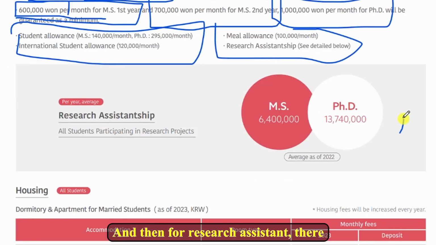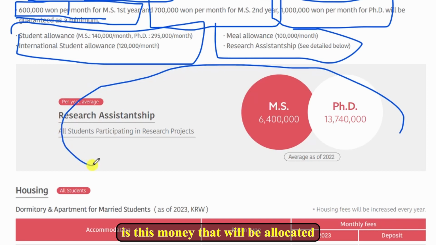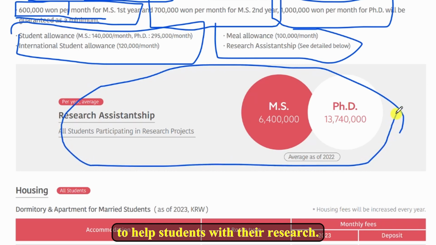And then for research assistant, there is this money that will be allocated to help students with their research. It does not mean you receive the money, but in case you have any research project that you need to undertake, your professor will make sure you always have the funding.